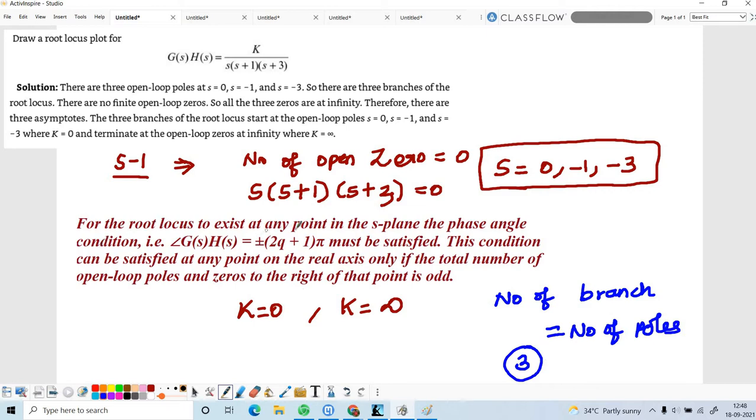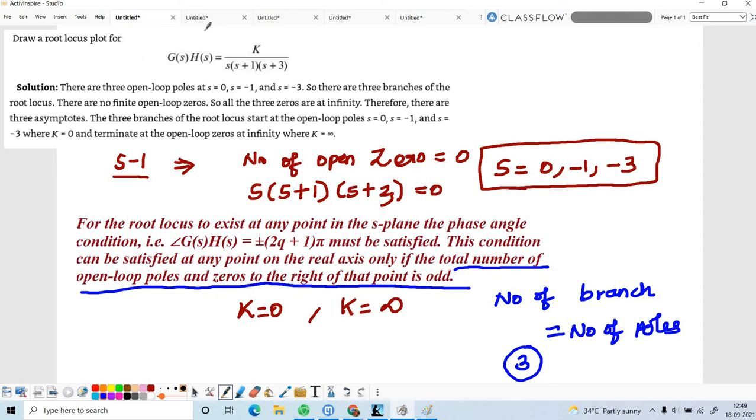Then for the root locus to exist at any point in the s-plane, the phase angle condition must be satisfied. That is, the angle of G(s)H(s) equals plus or minus (2q+1)π. These conditions can be satisfied at any point on the real axis only if the total number of open loop poles and zeros to the right of the point is odd. Okay, so this is important for where the root locus exists.